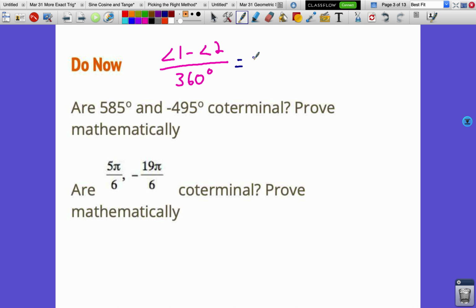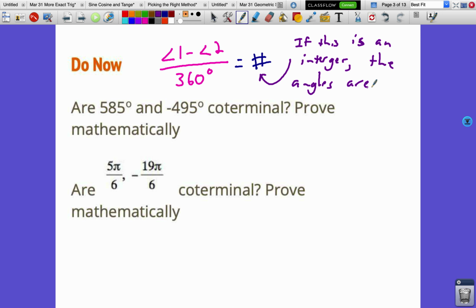So you're going to do this. This is going to give you some number. We'll just do a number sign. All right. If this is an integer, they are coterminal. If this is an integer, the angles are coterminal. All right. So let's check with these two.